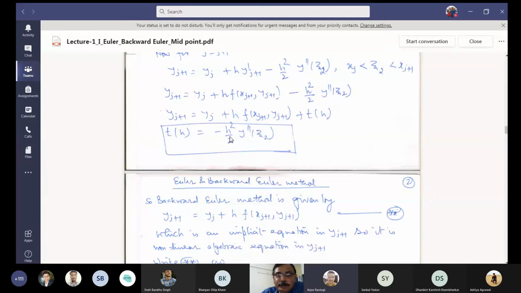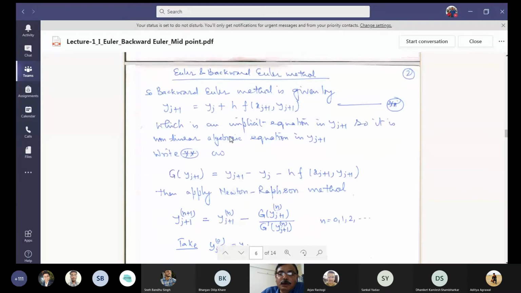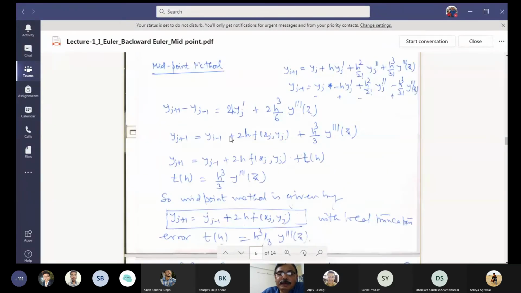Is that right? Yes, sir. Okay. So now the question which you have raised, what is the difference between the midpoint and the Euler method? Is that clear to everybody? Yes, sir.